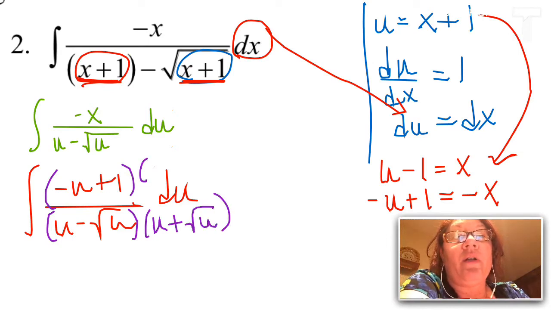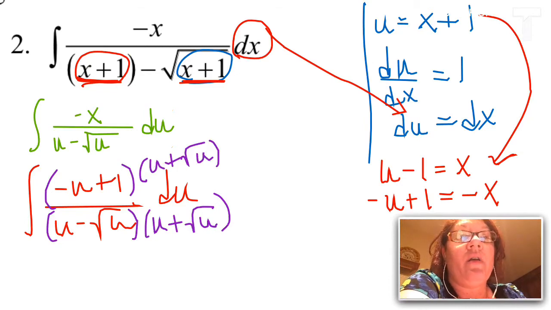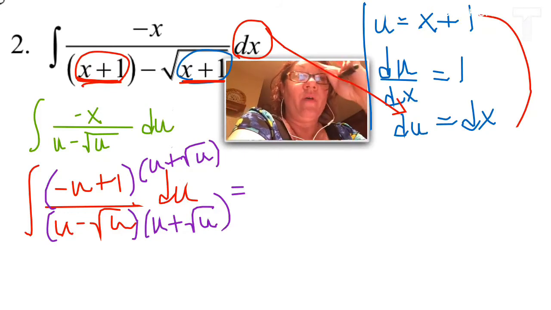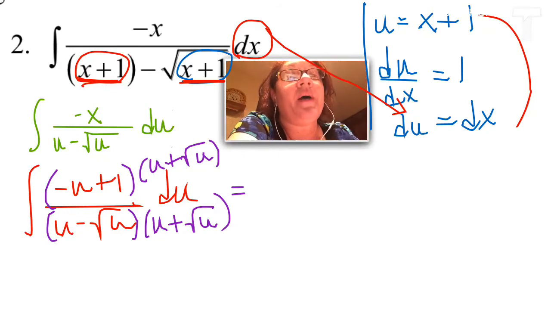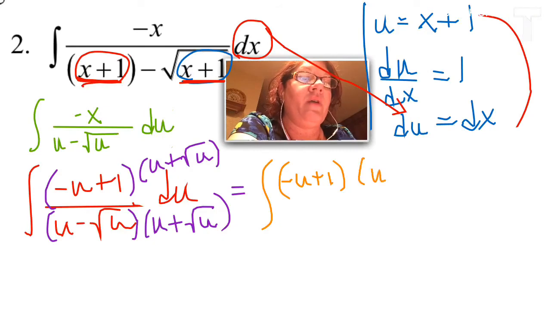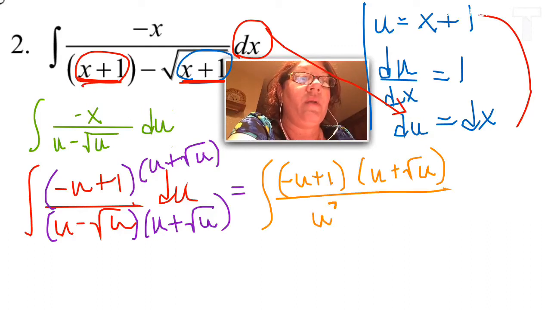And remember, I have to do it on top and bottom so that I don't change the value of my fraction. All right, let's see what this gives us. So I'm only going to multiply out the bottom. I'm going to leave the top exactly as it looks right now, which is in factored form, because really it's that bottom that needs to be fixed up, since I'm not supposed to have roots in the denominator.